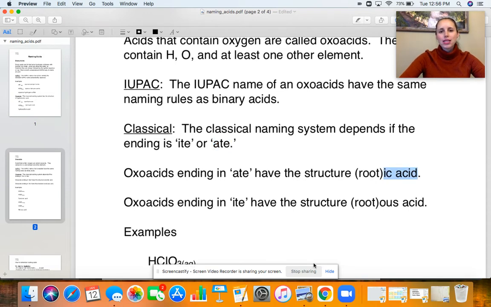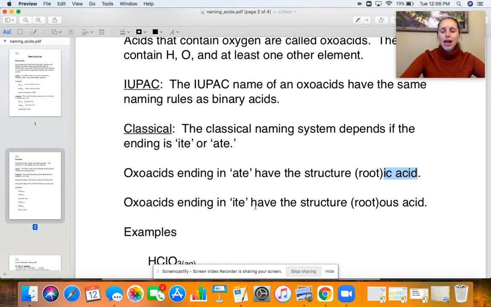So notice that this is actually very similar to what we saw before. All we've done is we've dropped the word hydro. So rather than having hydro-ic acid, we instead just have ic acid. Before, you might have heard of the term hydrochloric acid. That's an example of a binary acid. An example of an oxo acid would be sulfuric acid, right? So we have no hydro in front. We just have the root, the word ic, and the word acid.